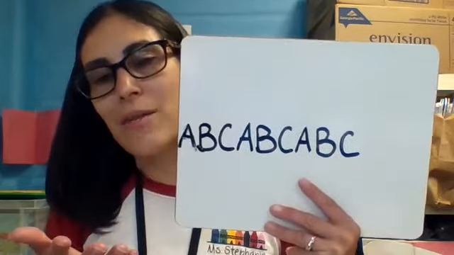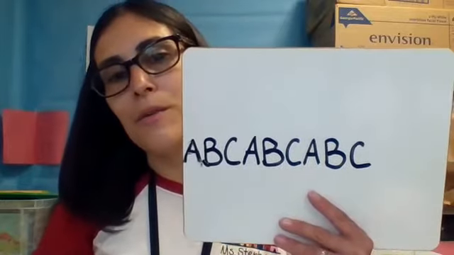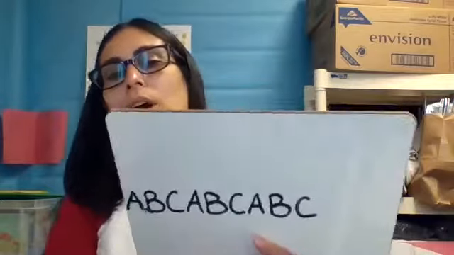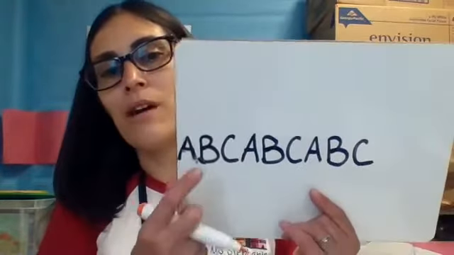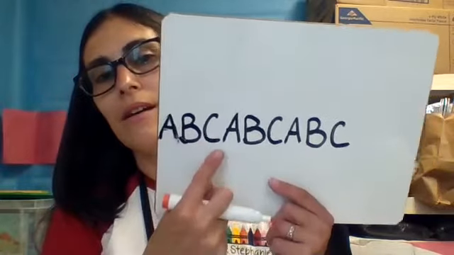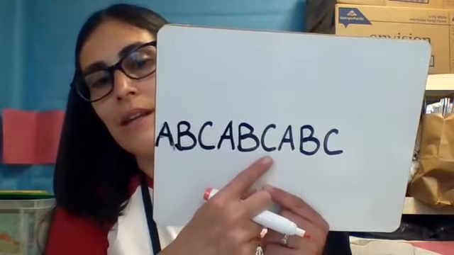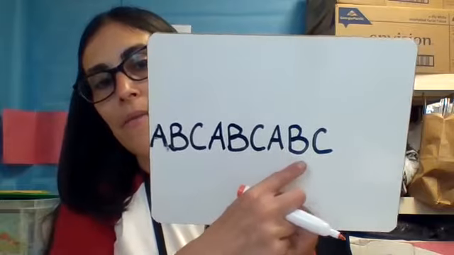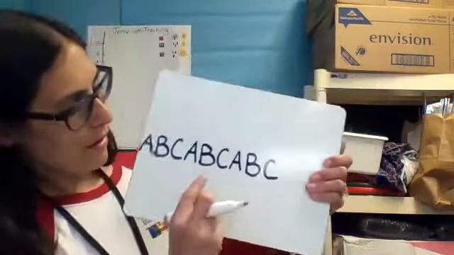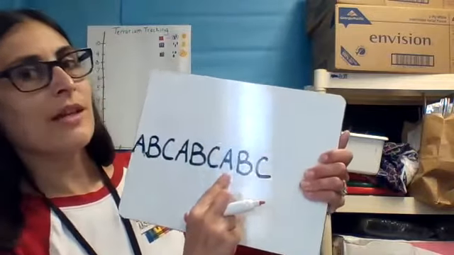What comes next in our pattern? All right, we'll read it one more time and see if you can figure out what comes next. Here we go. A, B, C. A, B, C. A, B, C. What comes next? After the C comes an A.